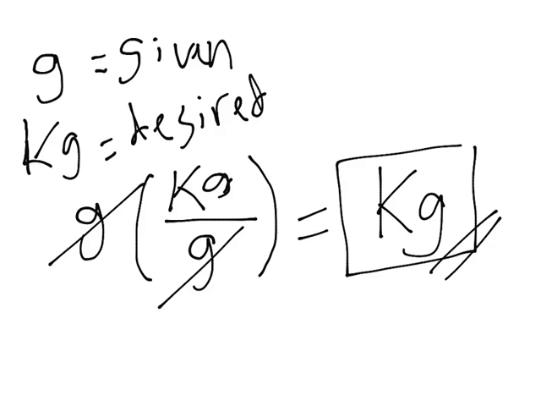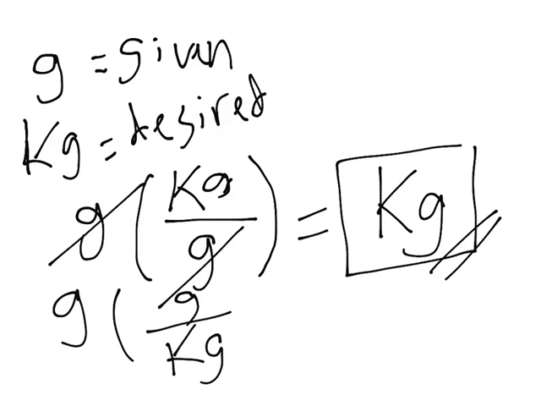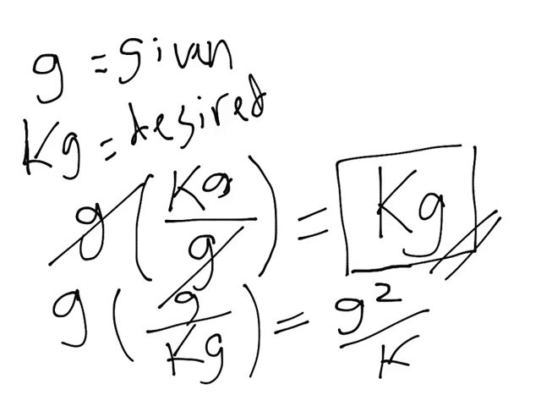Just to show you that you cannot get it wrong, I'll do it the other way. You're going to have grams here, and if you flip it, they will not cancel out. So you will not have the unit in kilograms. You will have it in grams squared over kilograms, which is a totally different thing.